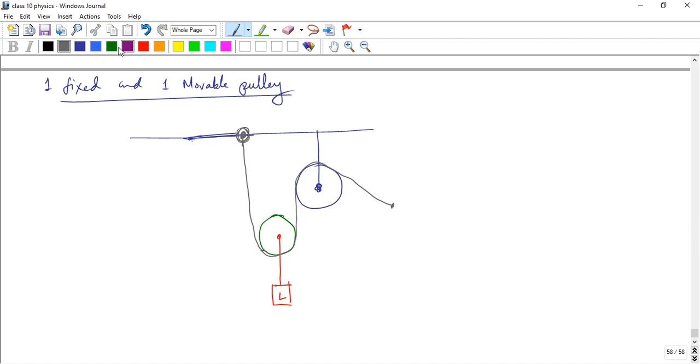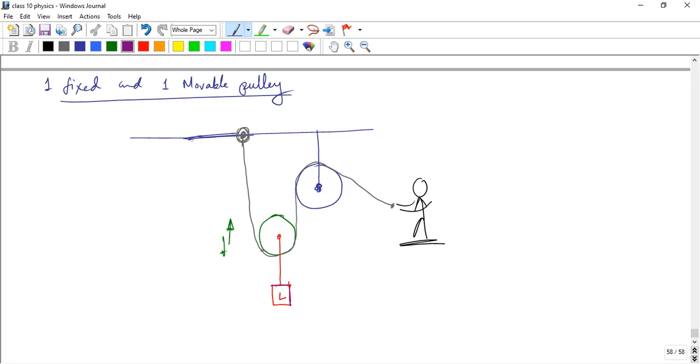The blue color pulley is movable, it moves upward or downward, and here the blue color pulley is fixed. And some person here pulls and applies effort here. So, a very easy concept.